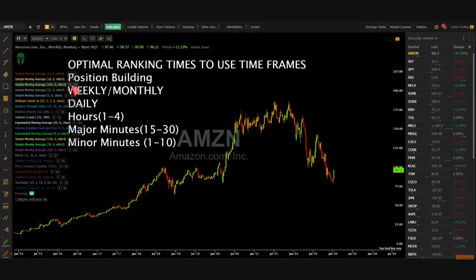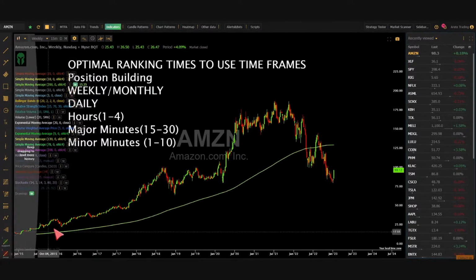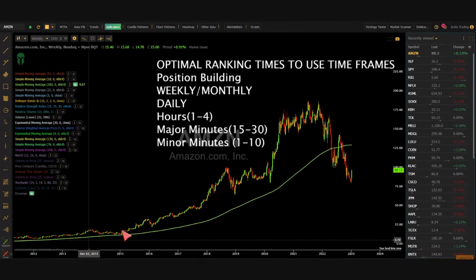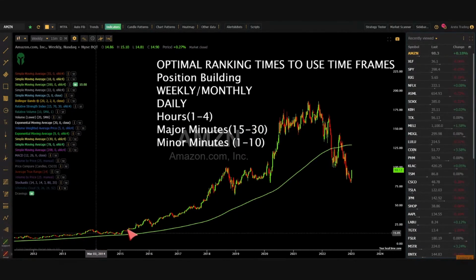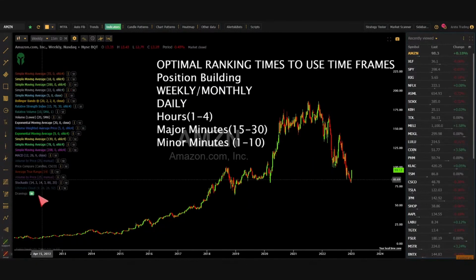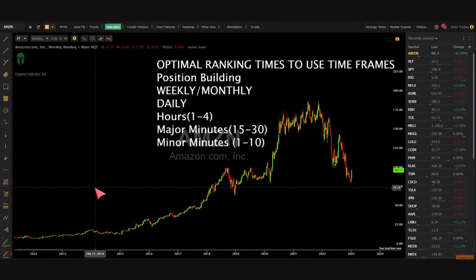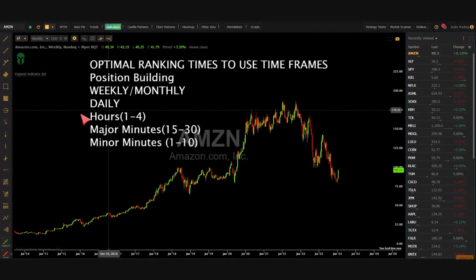Because if you look at it on a multi-year basis, you can see that the probability of breaking that 200 week is pretty slim, right? And that's what they use as a guide. All right. So they start with weekly for position building. Monthly they do as well, but more weekly. And then we go out and go daily, hourly, major, and minor minutes, right? That's not too hard for us to wrap our heads around. That makes a lot of sense.